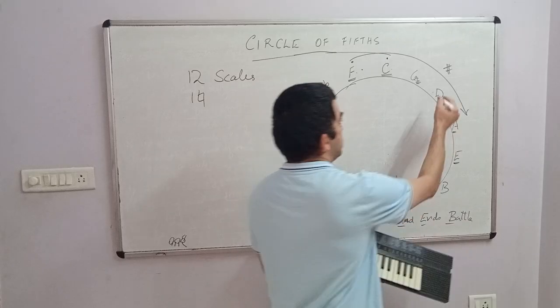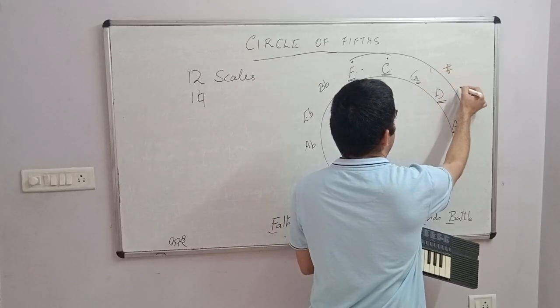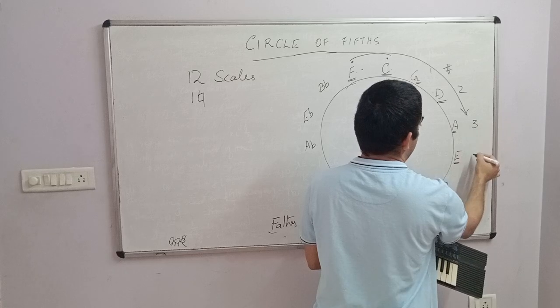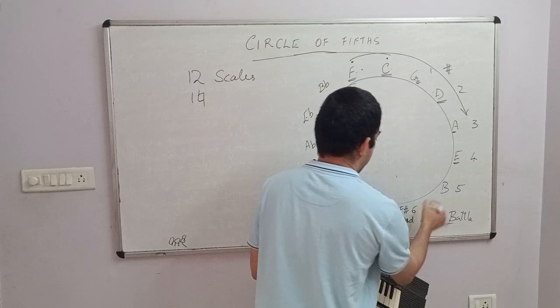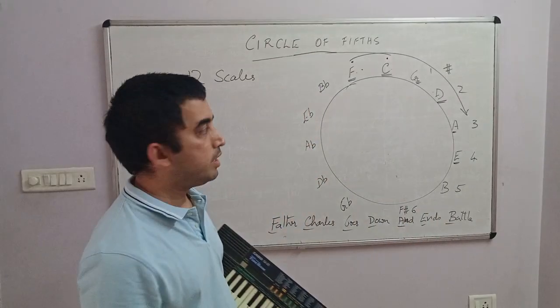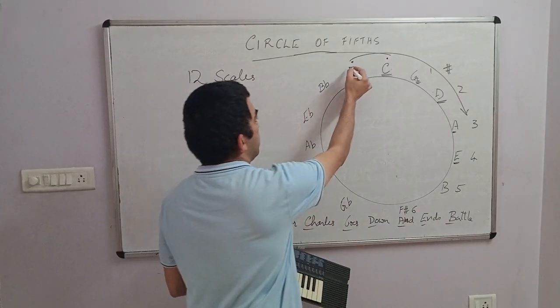So from this we understand G is a 1 sharp scale, D is a 2 sharp scale, A is a 3 sharp scale, E is a 4 sharp scale, B is a 5 sharp, and F sharp is a 6 sharp. Okay. Same way you go behind F.